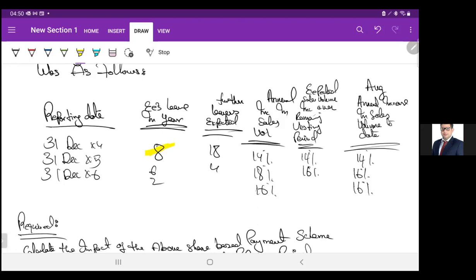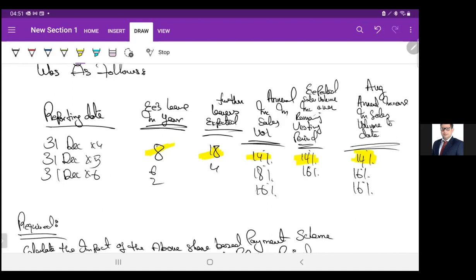Further employees expected to leave in the coming years 18. Annual increase in sales volume is 14%. Expected sales volume increase over the remaining vesting period 14%. Average annual increase in sales volume to date is 14%.